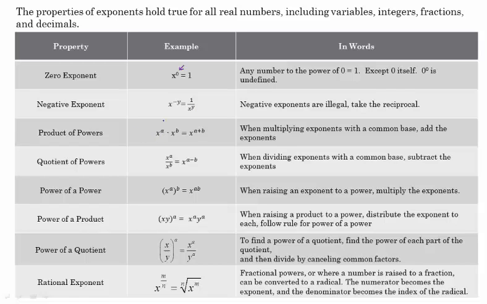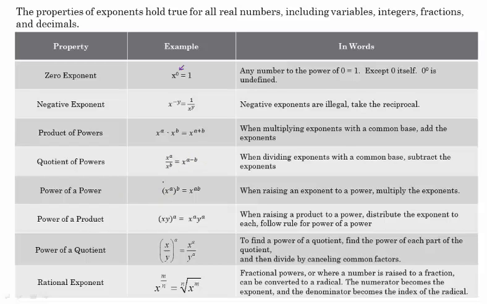Product of powers. So if we have a common base, x to the a times x to the b, that equals x to the a plus b. So we add the exponents. And then if we're dividing exponents with a common base, we subtract them. So x to the a divided by x to the b is equal to x to the a minus b.